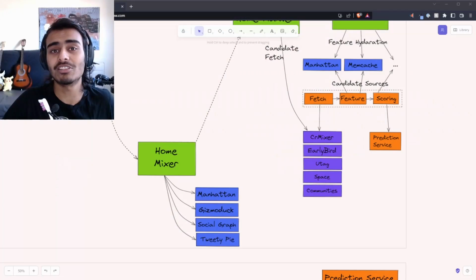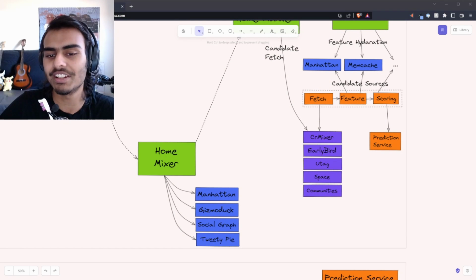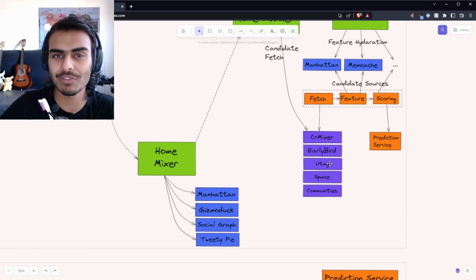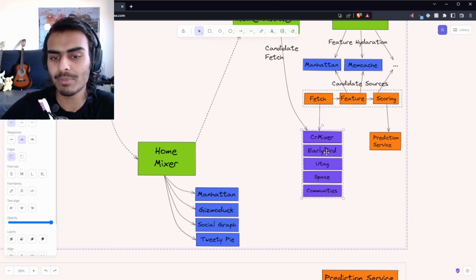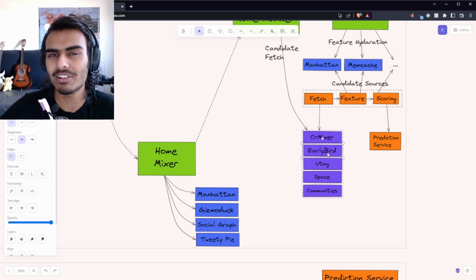With that information, we can get back to this architecture here and talk about the candidate generation services of Twitter. These are services that generate different kinds of candidates that would show up on your homepage. For example, Early Bird here is a reverse index that Twitter uses for their tweets.